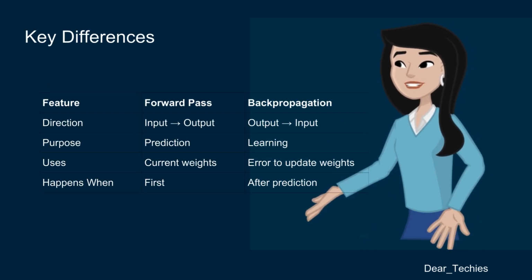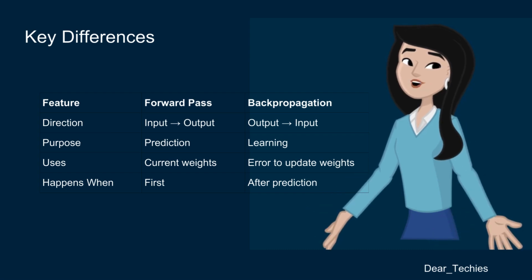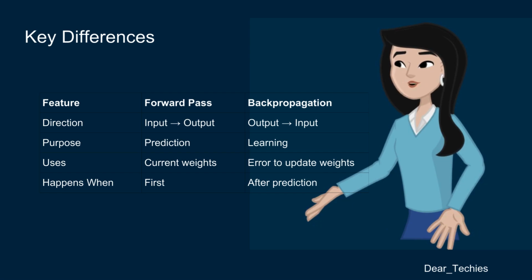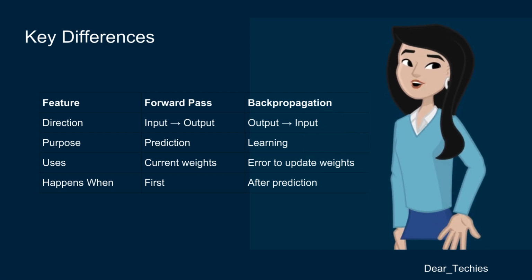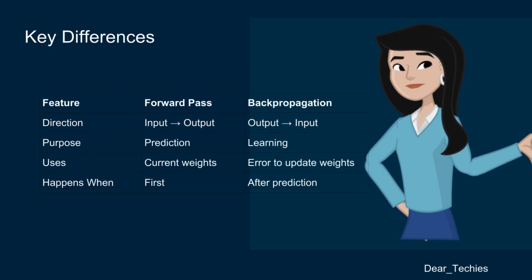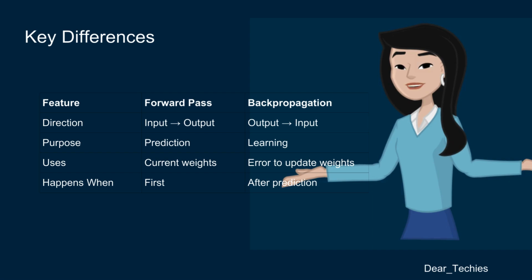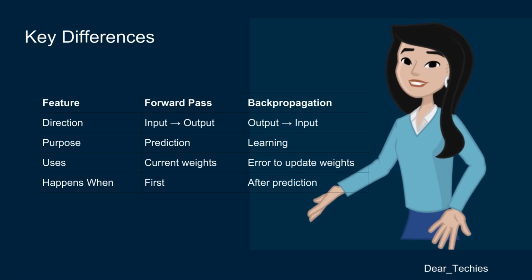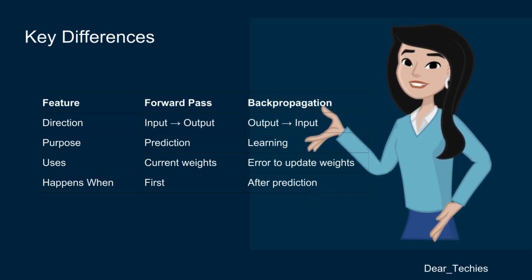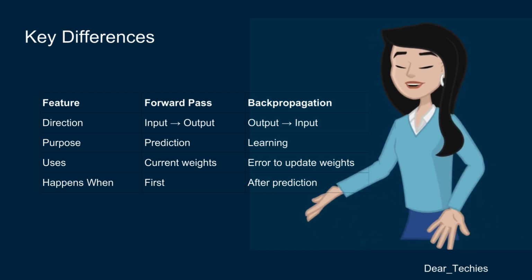On this slide, we can see the clear difference between forward pass and backpropagation, which are the two key steps in how a neural network learns. First, notice the direction. In the forward pass, information moves from input to output. For example, if we give the model an image of a number, like a handwritten 7, the image flows forward through all layers until the network produces a prediction.